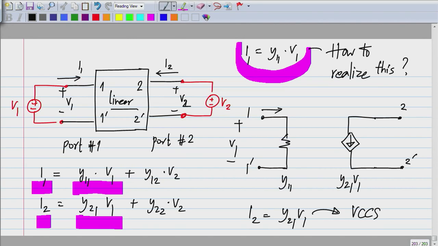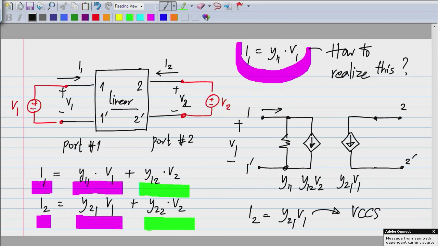Now similarly, if I take the other term Y12 V2, the current in port 1 is dependent on the voltage at port 2. So clearly here also we need a dependent source. And finally this term, the current in port 2 is dependent on voltage at port 2. So current and voltage are at the same port, so we can use a conductance which is Y22.